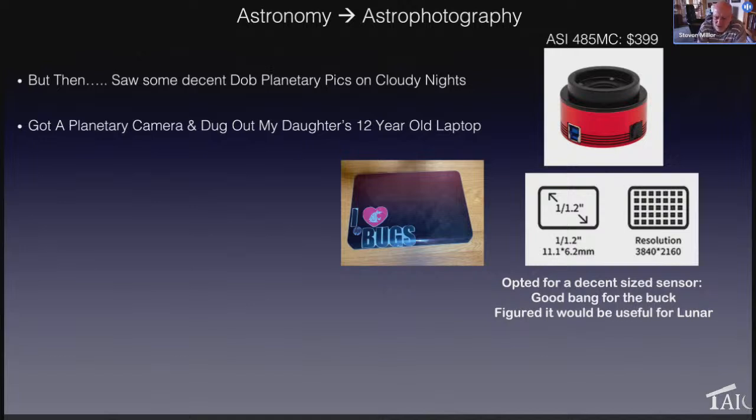It was a little bit larger for a planetary camera as far as the sensor size. And I heard that that was good because it's good bang for the buck. It's good if you're going to do lunar. It captures more area. And also when the target's drifting, it's less likely to drift off the sensor.